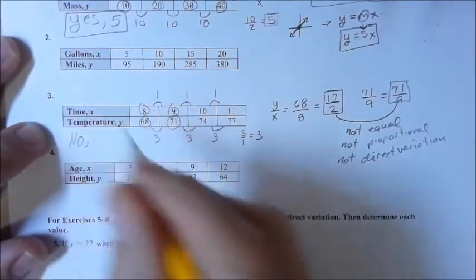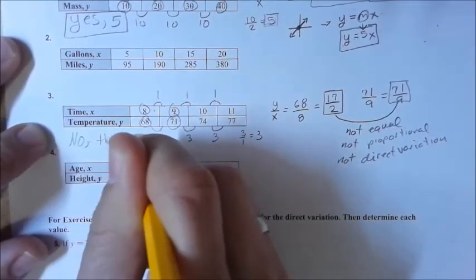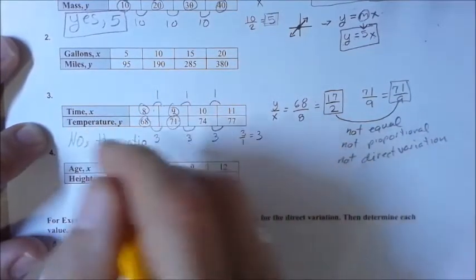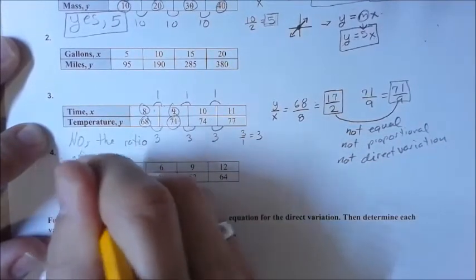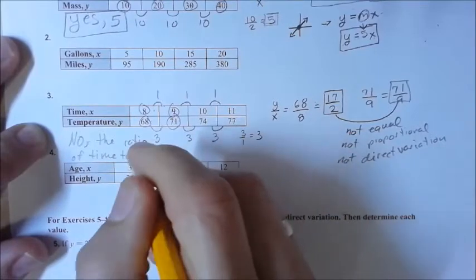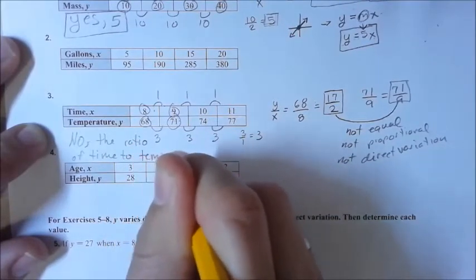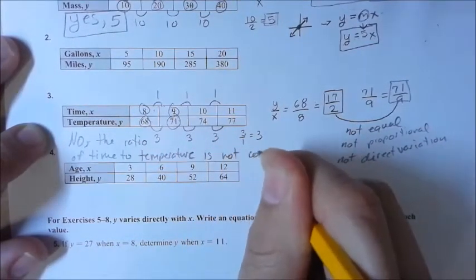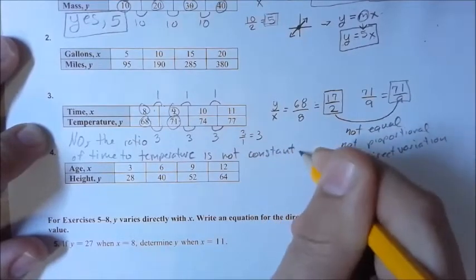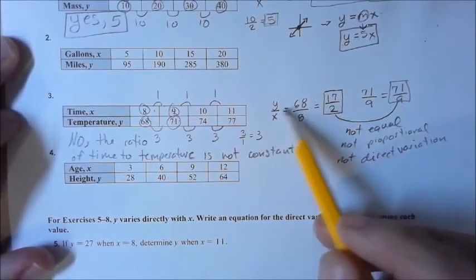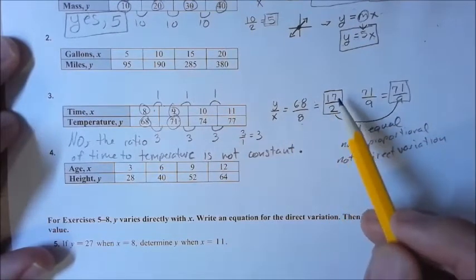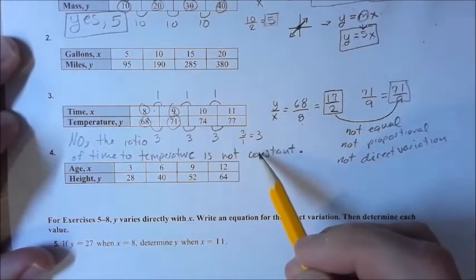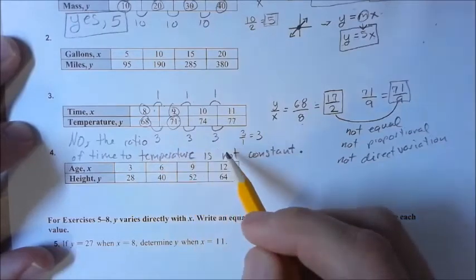So let's explain it. Well, the ratio of time to temperature, because notice it has time to temperature, is not constant. So how do we know it's not constant? Because when we set up our points as a ratio of y over x, our values were not equal to one another. Therefore, it is not constant. The ratio of time to temperature is not constant. And that's what we have.